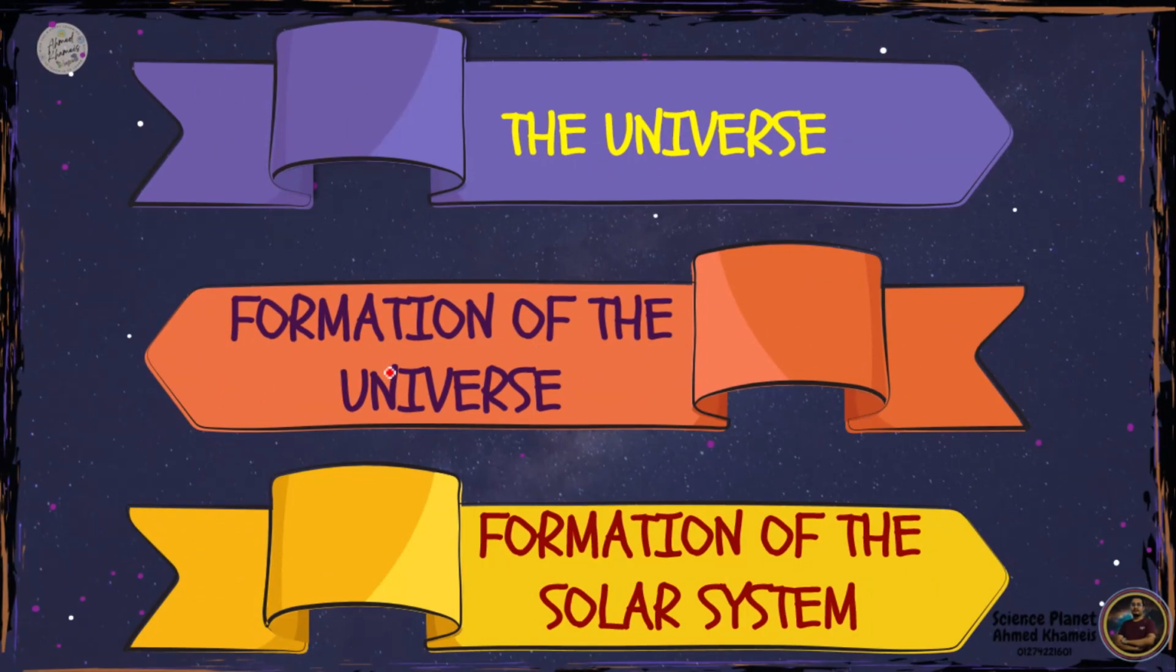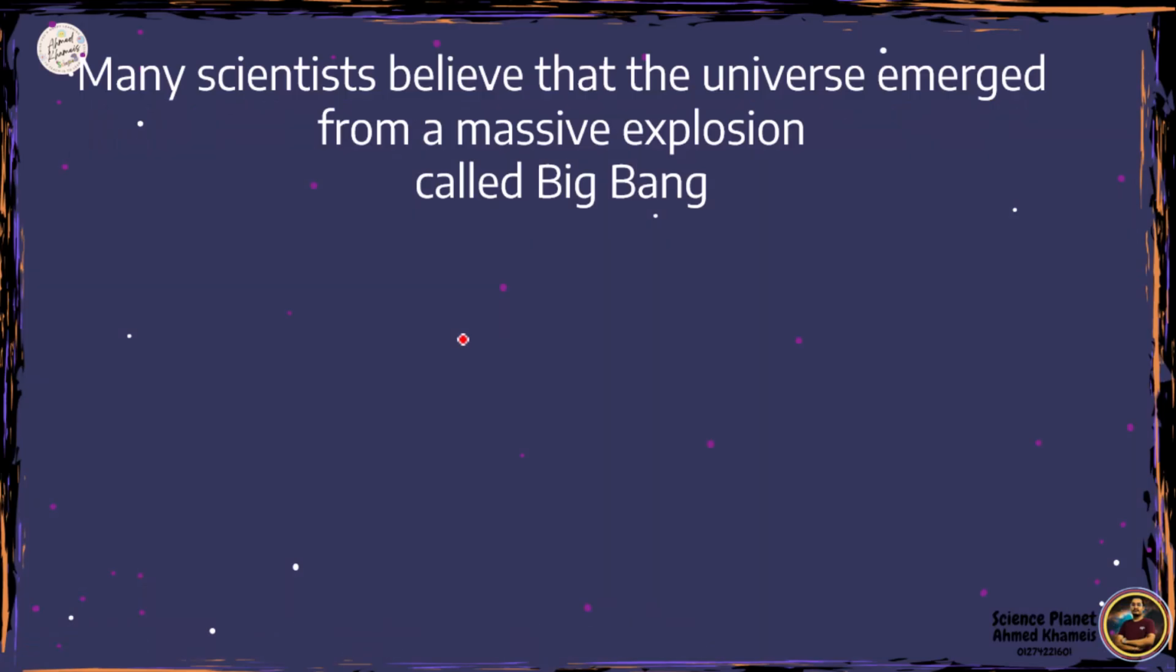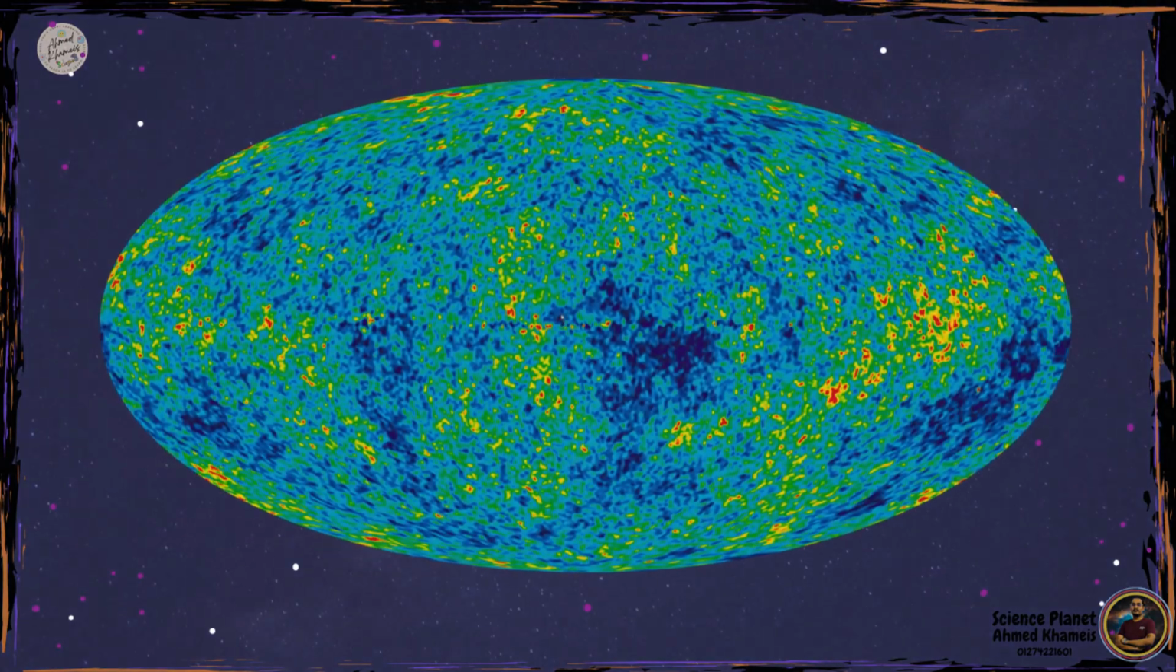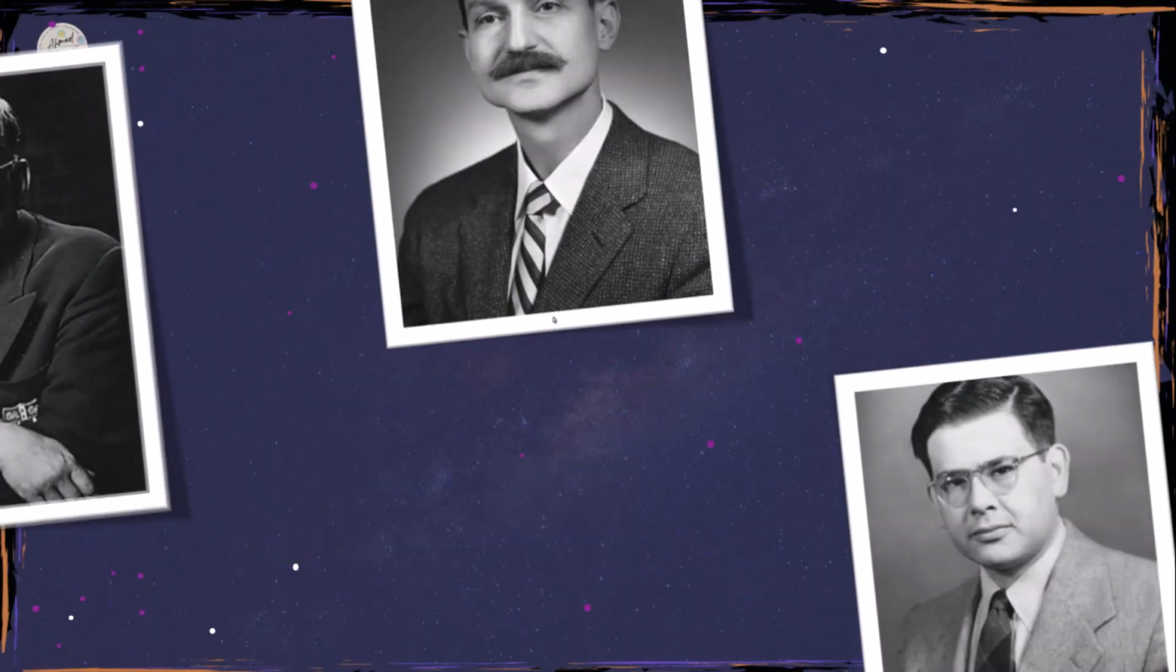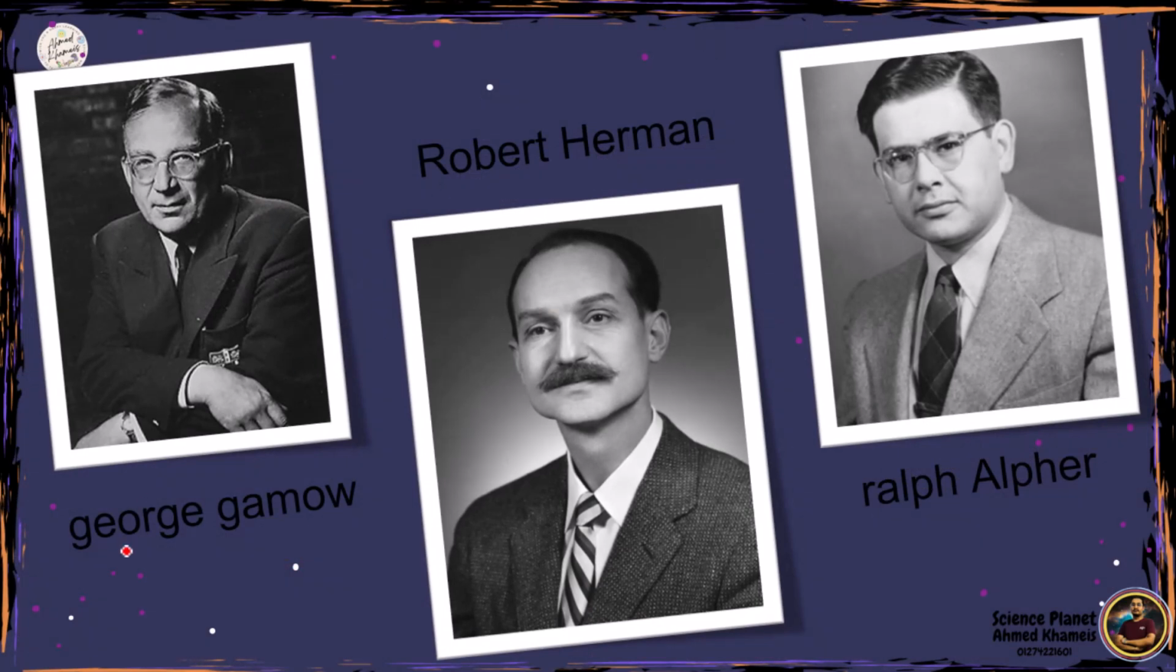So how was the universe formed? Many scientists believe that the universe emerged from a massive explosion called the Big Bang, but it's not an actual explosion. Explosion here is just an expression, and we call this explosion the Big Bang. What supported the theory of the Big Bang is this photo, which is called the cosmic microwave background. The story goes that a team led by George Gamow was the first group of scientists to predict that due to the Big Bang there would be a source of cosmic radiation coming from all directions in the universe.